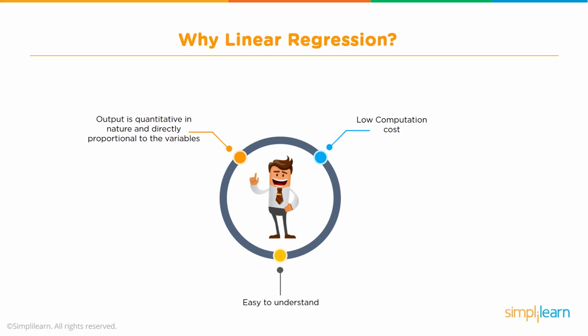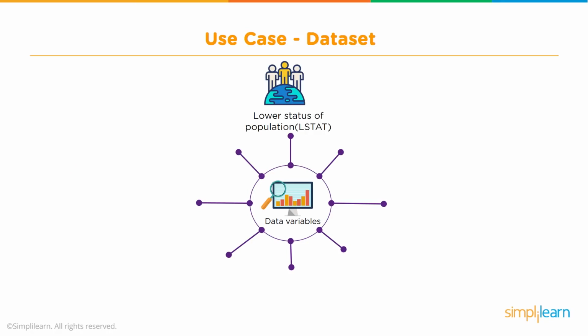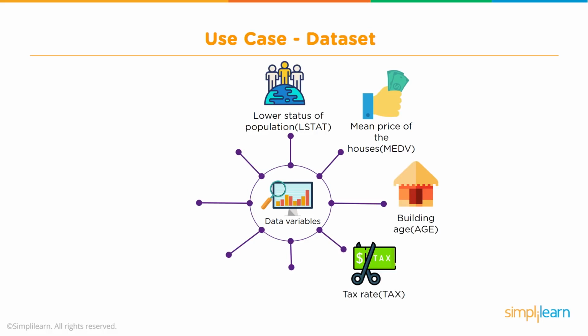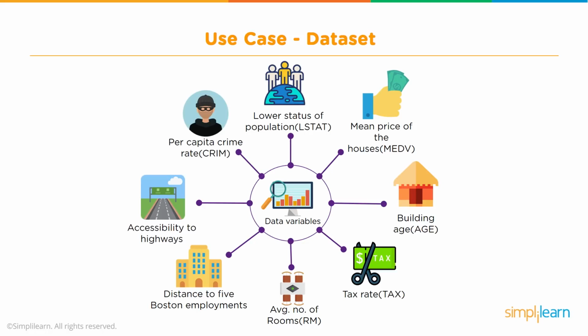Finally, linear regression is easy to understand, as I mentioned before. Let's have a look at the various features in the dataset. The first feature is the lower status of population in that area. Then comes the mean price of all the houses in that area. Then the building age, the tax rate, the average number of rooms in every house, the distance to 5 Boston employment centers, accessibility to highways, and finally the per capita crime rate. So these all are the factors that we'll be taking into consideration to predict the price of a house.